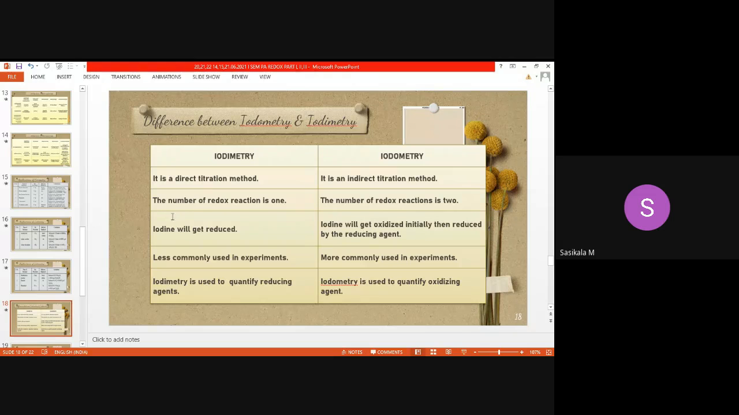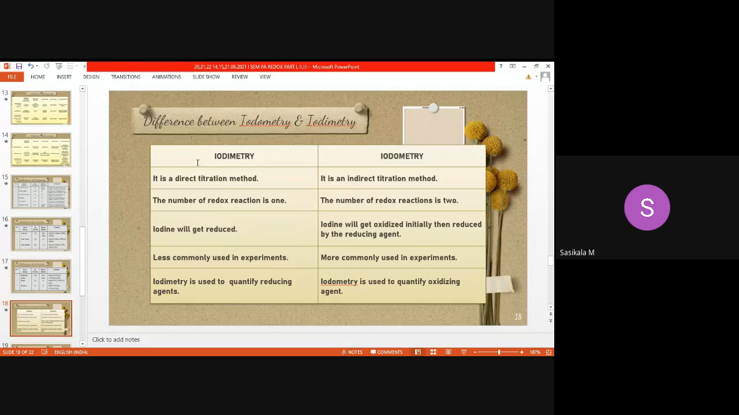Iodometry is an indirect method, and the number of redox reactions is 1 in iodimetry, where sodium thiosulfate reacts directly. Here in iodometry, there are 2 reactions. One is that the analyte will liberate iodine, then the iodine will interact with sodium thiosulfate. So the number of redox reactions is 2 here. Then the iodine will get reduced by sodium thiosulfate. Here iodine will get oxidized initially, then reduced by the reducing agent. It is getting oxidized, then it is reduced by the reducing reagent.